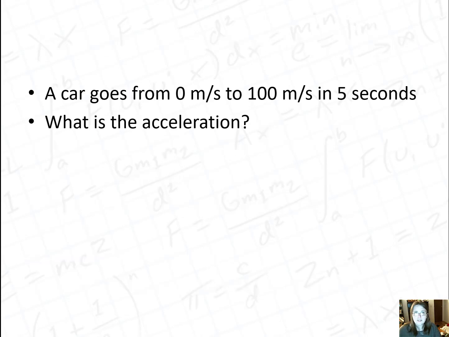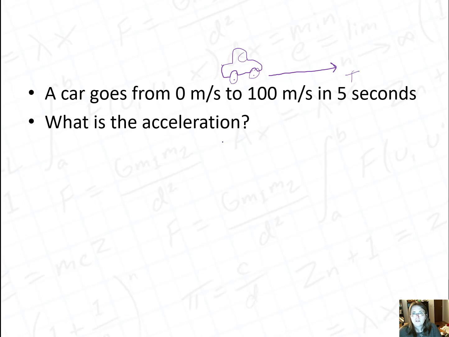So here's our problem again. It says a car goes from 0 meters per second to 100 meters per second in 5 seconds. What is the acceleration? Well, first let's draw a picture. So here's the car, and you will soon find that my drawing skills are almost non-existent. I think you can recognize this as a car though, so that's a plus. And then the car goes to the right, and we're calling this the positive direction.